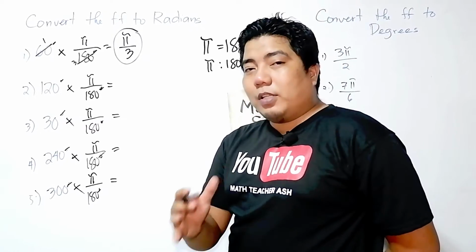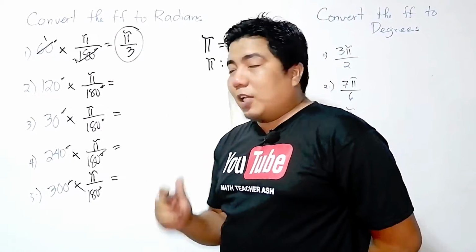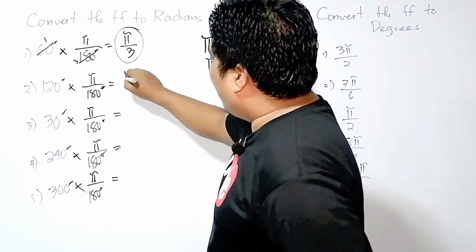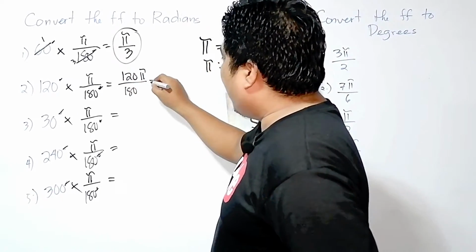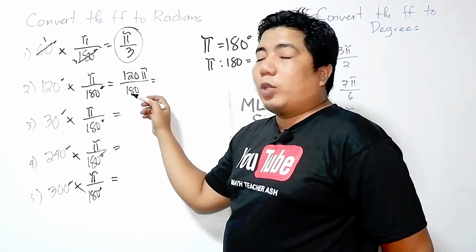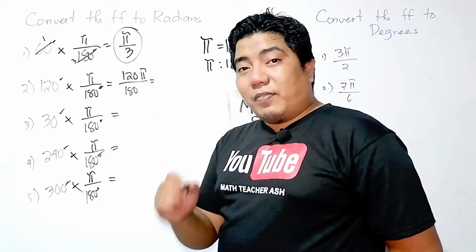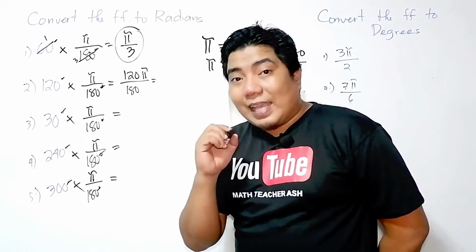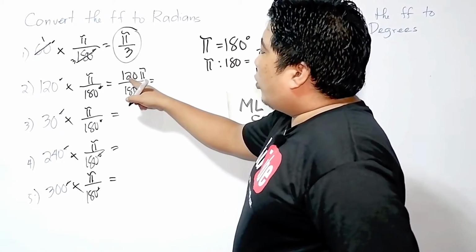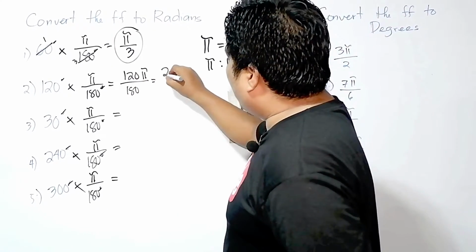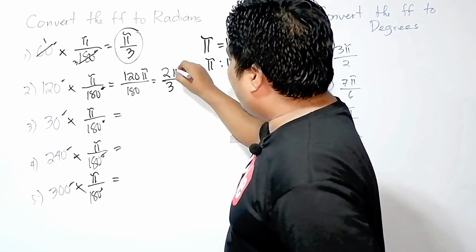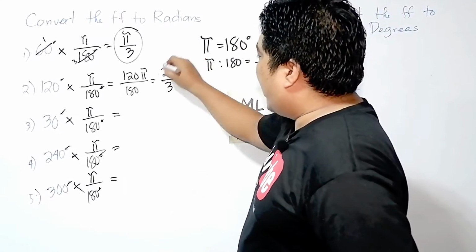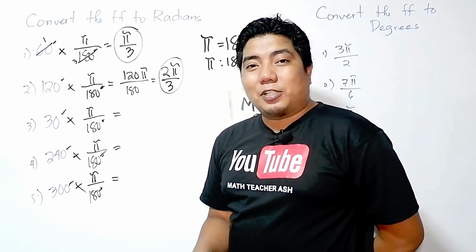Now, I will show you, my dear math learners, if you didn't get the cancellation method, you just multiply this one, giving you 120 pi over 180. And you simplify 120 over 180, that will be divided by its GCF, and that is 60. So, 120 divided by 60, that is 2. 180 divided by 60, that is 3. So, this will give you 2 pi over 3, and that will be your final answer.